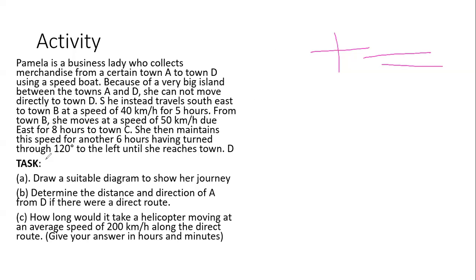Now, when you look at our sketch, this question is a mock paper. In fact, what we are doing going forward are mock numbers. Anything we are going to be doing from here are mock papers. Now, they told us that Pamela is a business lady who collects merchandise from a certain town A to town D using a speedboat. Because of a very big island between the towns A and D, she cannot move directly to town D. She instead travels southeast.